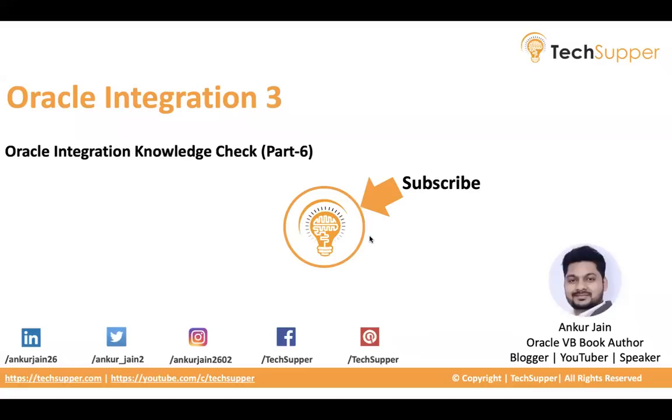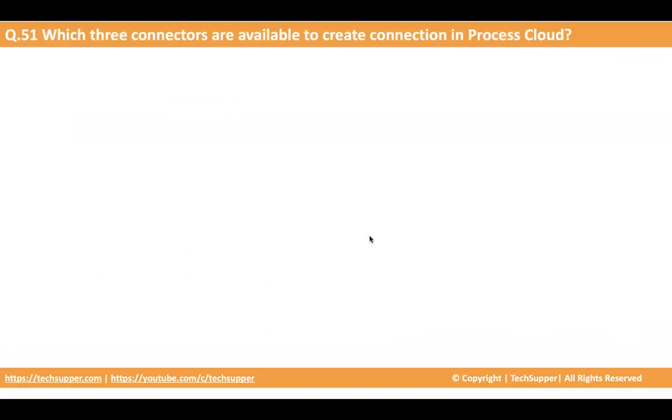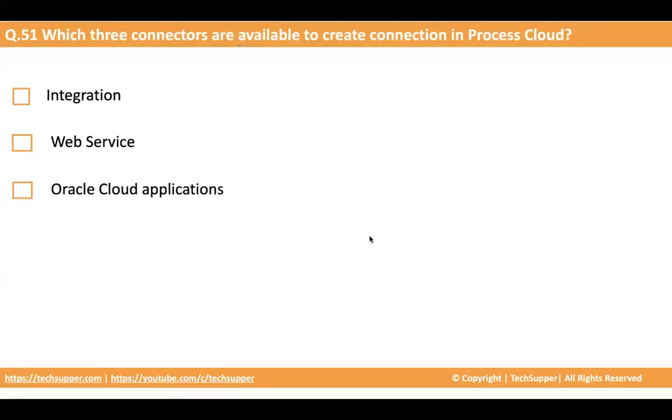Now, let's get started. So the first question of this video is, which three connectors are available to create connection in Process Cloud? If you have worked with Process Cloud, then of course you will know the answer. If not, let's look at the options that we have here. The options are integration, web service, Oracle Cloud Applications, REST.